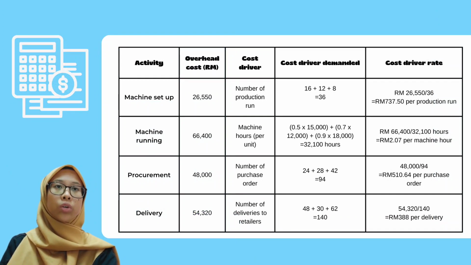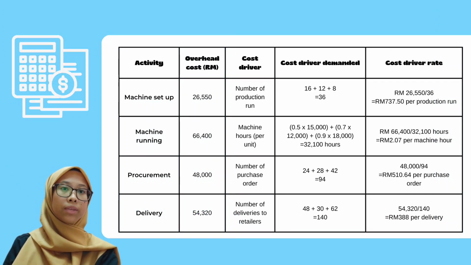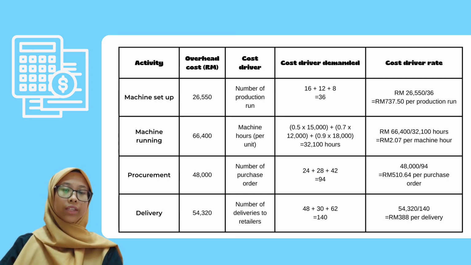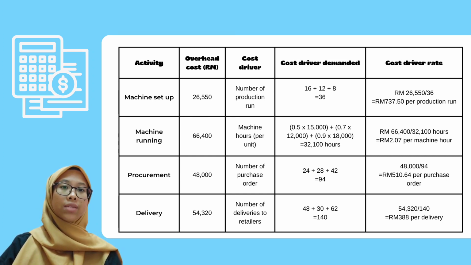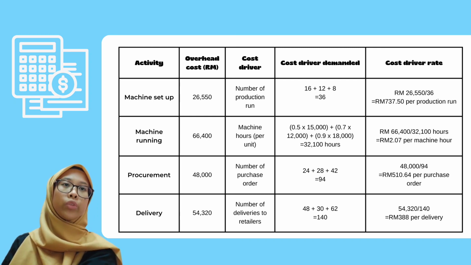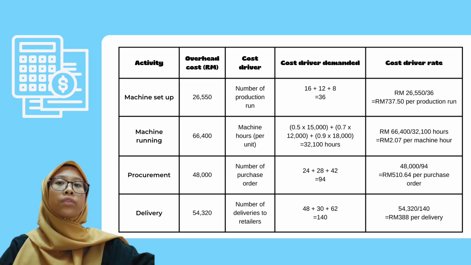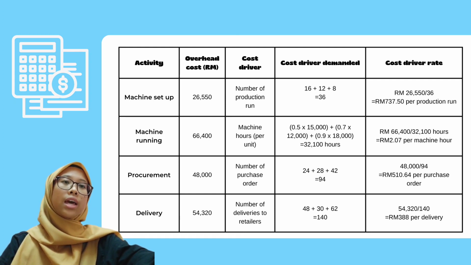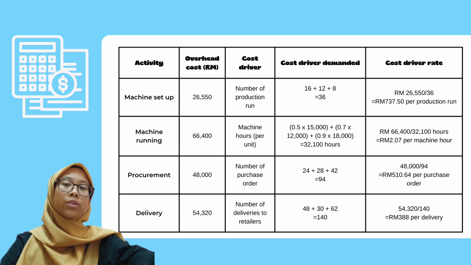For part B, to calculate the overhead cost per unit using activity-based costing, there are two things that we need to find first. Firstly is the activities, secondly is the cost driver. For the activities, we follow the activities set up in the table of the annual overhead cost for Modern Co, followed by the overhead cost. For the cost driver, we need to find the suitable base for each activity. For example, number of productions is suitable for machine setup, machine hours per unit is suitable for machine running, number of purchase orders is suitable for procurement cost, and lastly, number of deliveries to retailers is suitable for delivery.